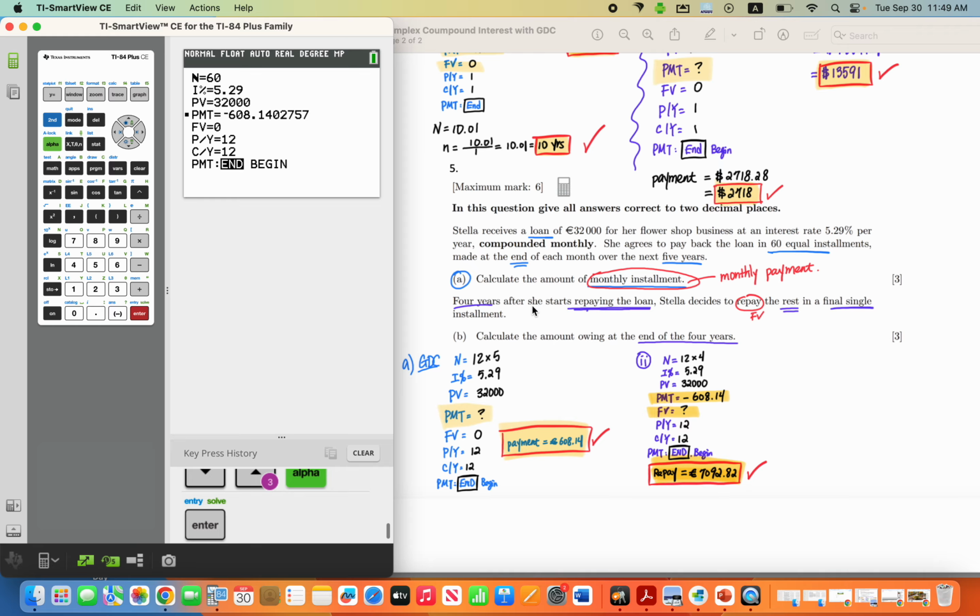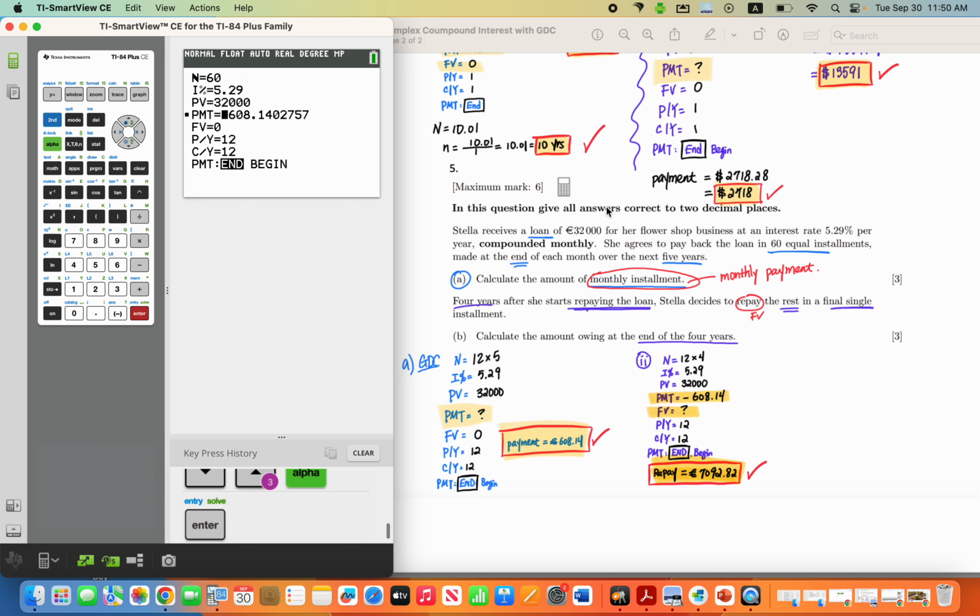For 4 years after she starts repaying the loan, Stella decides to repay the rest in a final single installment. So just one final payment, okay? Calculate the amount owing at the end of the 4 years. Now, in class, we talked about that. How do I analyze the information?